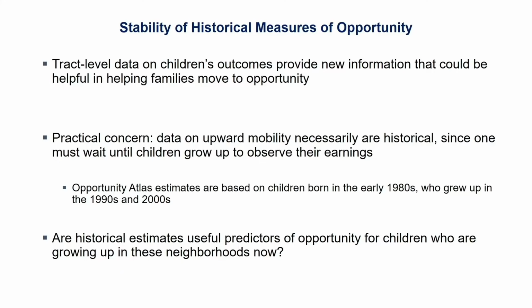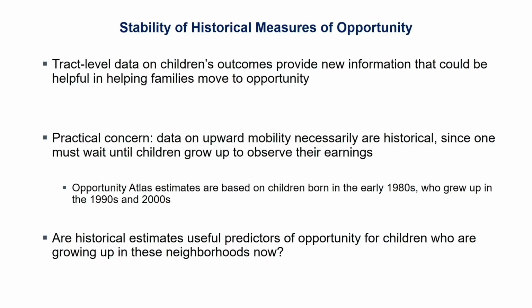One thing you might worry about is this practical concern that the data on upward mobility that I've been showing you are necessarily historical data, right? Because you have to wait until kids grow up to actually measure their earnings in adulthood. And so you might worry that these Opportunity Atlas estimates are based on kids born in the early 1980s who grew up in the 1990s and 2000s.